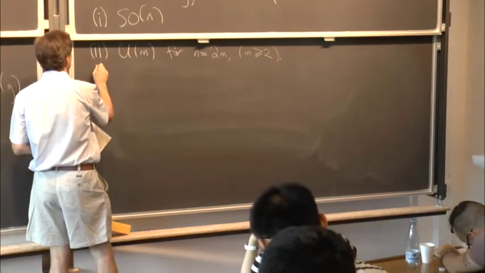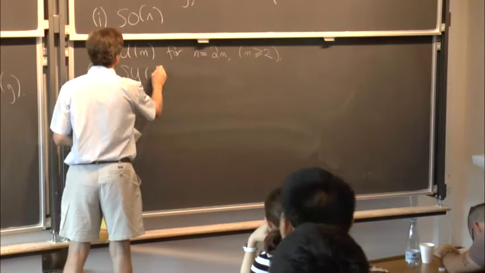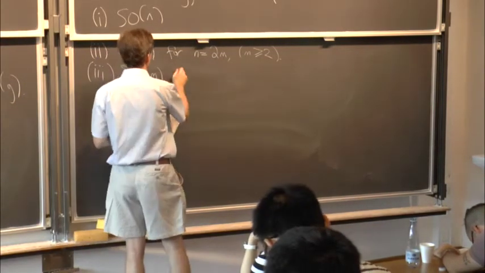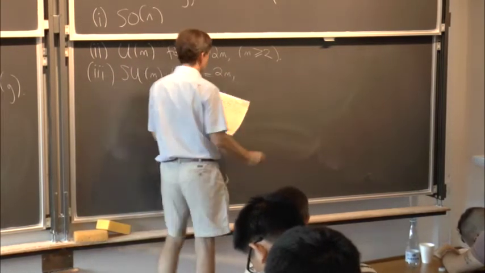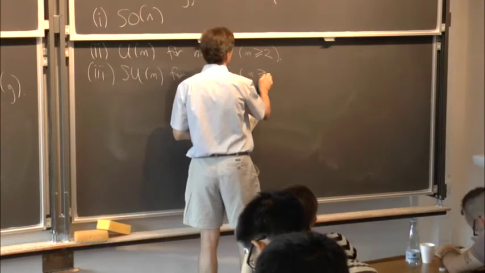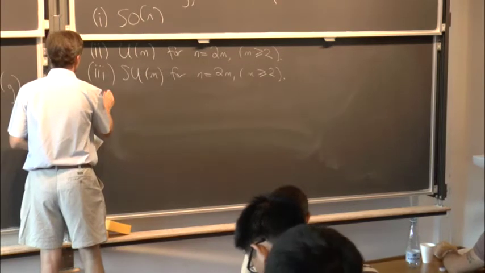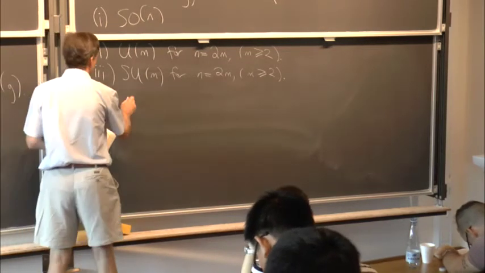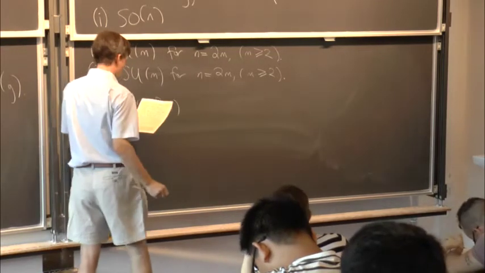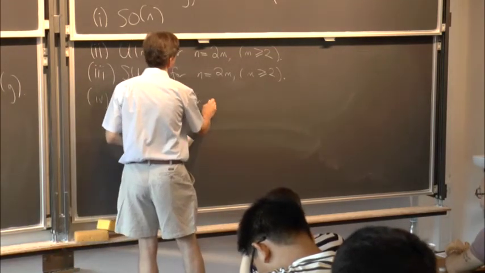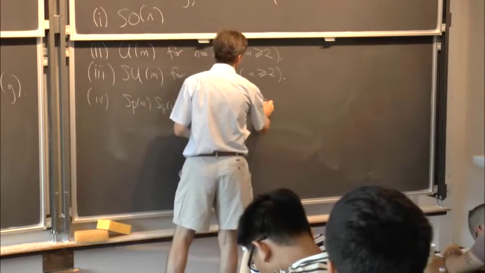Thirdly, SU(m) for n is 2m, and again, if we like, we can put in the restriction m at least 2. Fourthly, Sp(m) Sp(1). Now for n is 4 times m, and again m is at least 2.